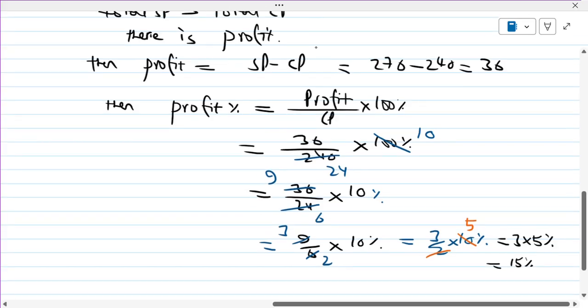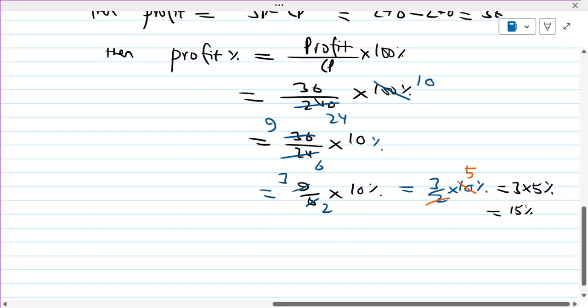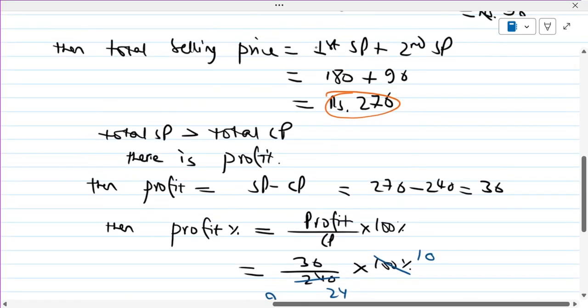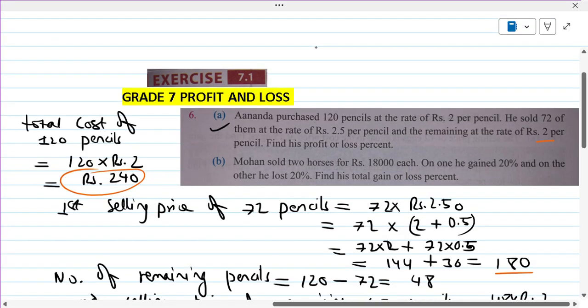So we can decide here there is profit of 15% in this transaction. So therefore profit percentage is 15 percentage. So we are done with the sixth number A, is it? And now we go with sixth number B.